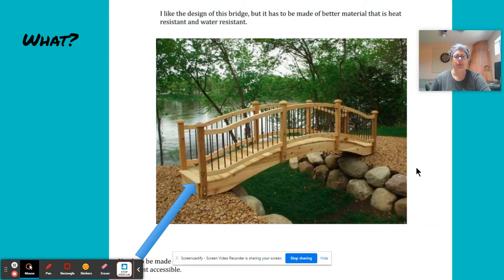Her solution to the problem was, I need to get to school over this water, and I'd like to design a bridge. This is an actual image of the bridge she wanted to build. And she noticed that she would have to make it water resistant and heat resistant since it was made out of wood. And she also noted that this area of the bridge would not allow a wheelchair to get over safely. And she took all of that into account into her initial thought process. Now, this is where it got fun.